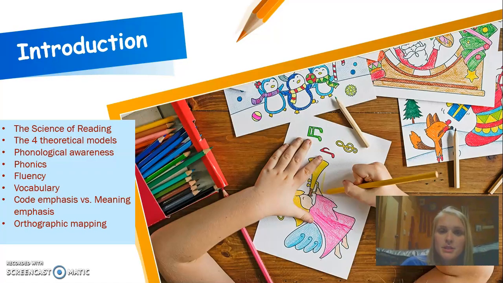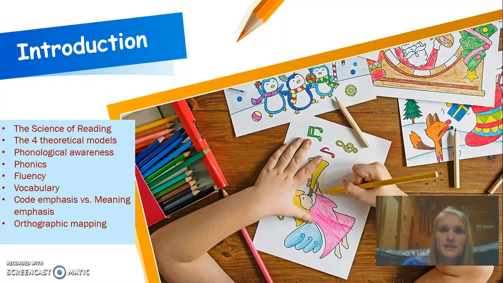In this presentation, we're going to discuss what science of reading is, the different models in science of reading, and a few key terms like phonics, fluency, vocabulary, phonological awareness. We're going to also discuss the code emphasis versus meaning emphasis and orthographic mapping.